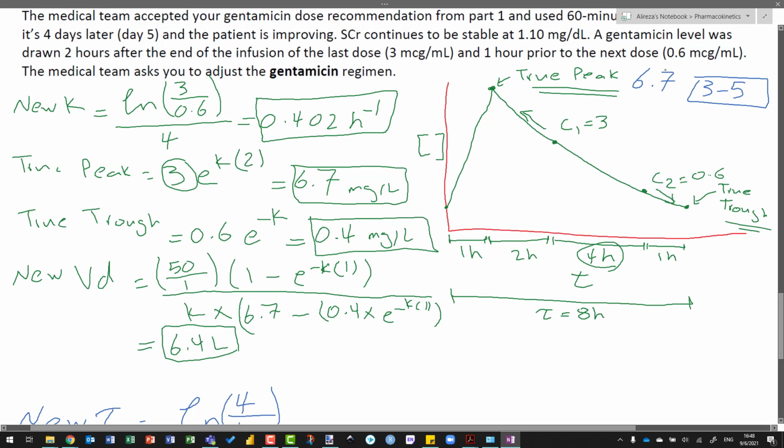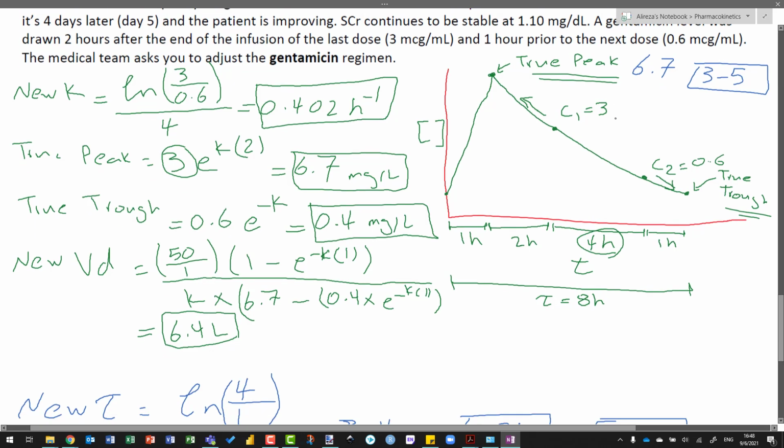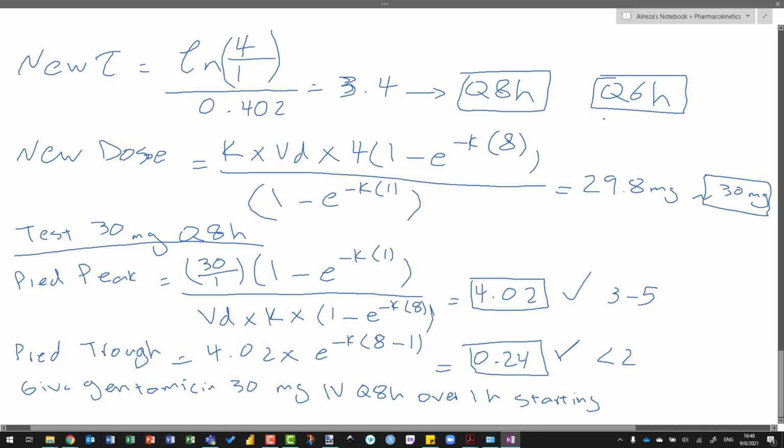So that's why we calculated a smaller dose, because we don't want to expose the patient to unnecessary amount of gentamicin, even though our trough is less than 2, so the risk of toxicity is low. But if you want to optimize the dose of gentamicin, you can actually lower it to get to peak of 3 to 5. Now, will peak of 6.7 work? Absolutely, but it's unnecessary, and we don't want to expose patients to unnecessary doses of gentamicin. So therefore, we came up with a smaller dose of 30 milligram IV every 8 hours.